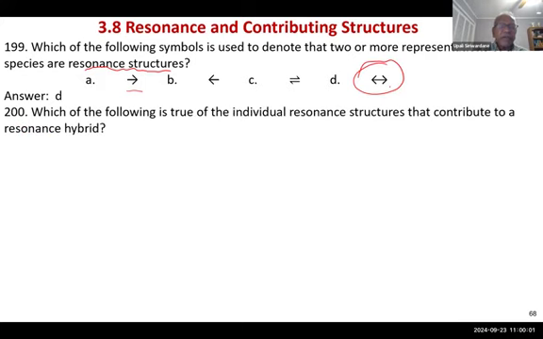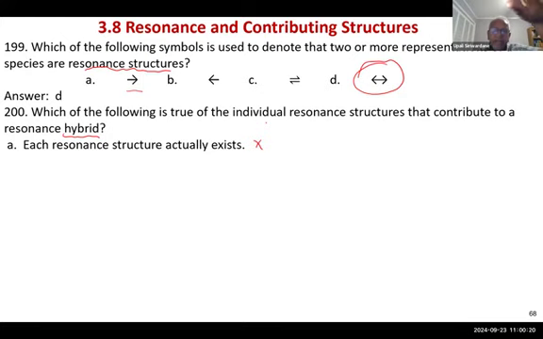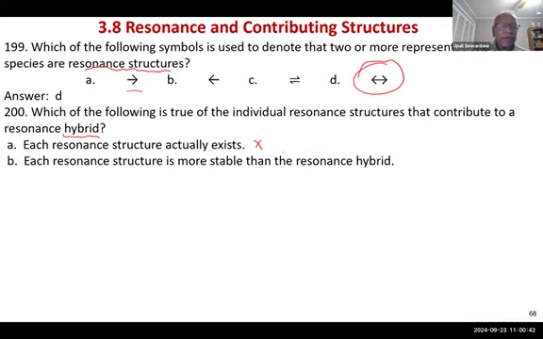Which of the following is true of individual resonance structures that contribute to a resonance hybrid? Based on the criteria we went over, does each resonance structure actually exist? No. They are part of the real molecule. They are our creation to describe the properties of covalent molecules. We don't know about these. They do not really exist.